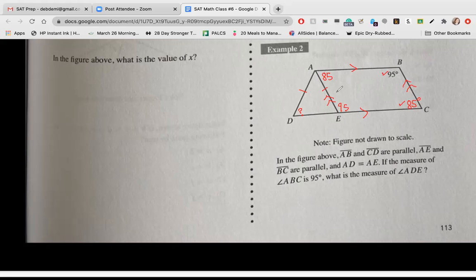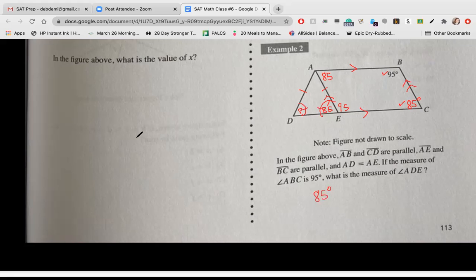Now, where we go from here, if this is 95, we're just working that 180. We're working it as much as we can. So we have the 95. This one's going to be 85 because these two have to add up to 180. And because these two sides are the same, then the angles opposite them are the same. If this one's 85, then this one has to be 85. So it is 85 degrees.